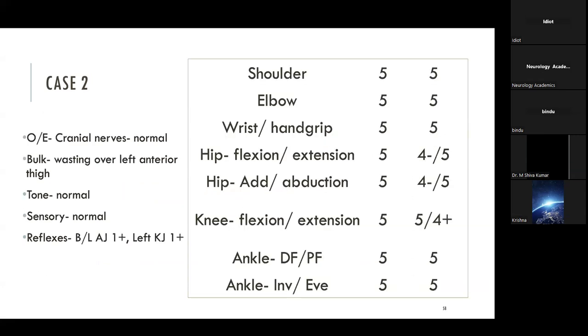On examination, there is wasting of the left anterior thigh, and tone is normal, sensory normal. Here we can see the weakness on examination is left-sided hip flexion and hip adduction, and also left-sided knee extension weakness. Ankle muscle.